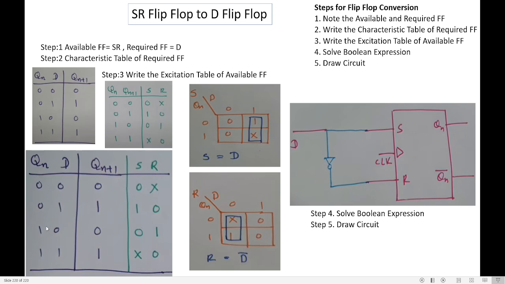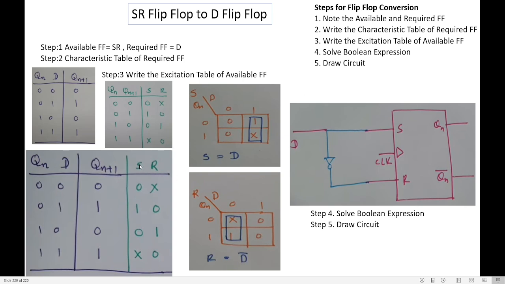So you have filled it with the characteristic table. Can you see, this is the characteristic table of the required flip-flop. From the characteristic table of the required flip-flop, we are writing the SR values based on the excitation table. Clear? So that is your step 3. What is step 4? Solve the Boolean expression.